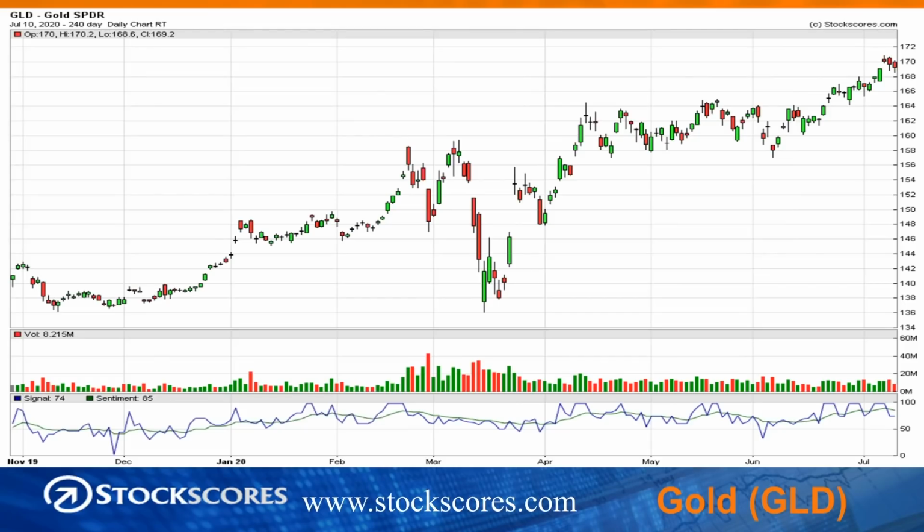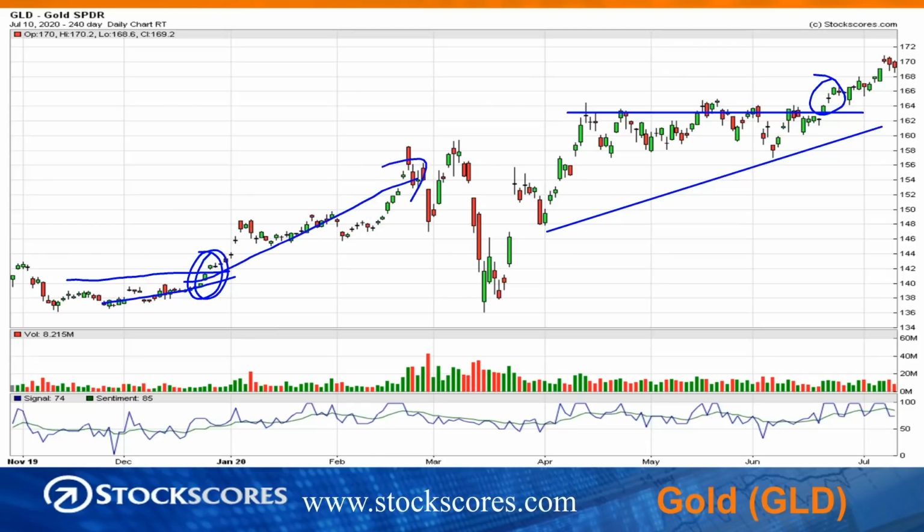Let's take a look at gold. And you can see that gold is in an upward trend. We broke out of the ascending triangle pattern a couple of weeks ago. That was our latest buy signal. We had another break from a compressing chart pattern back here and a nice little rally out of that. And now we had another one. Like I said, 3 weeks ago, we talked about that here on the Stockscores channel.